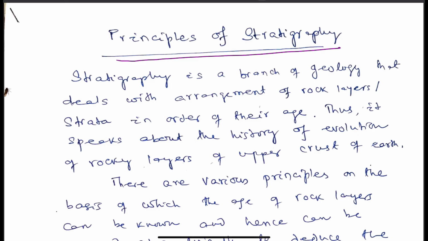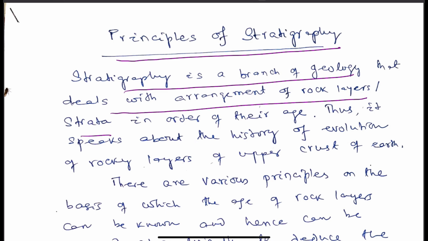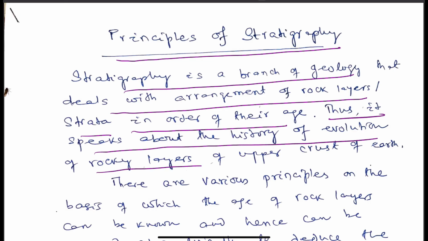Stratigraphy is a branch of geology that deals with the history of the evolution of the upper layers of the rocky crust, and it deals with the arrangement of rock layers or strata in order of their age. Thus, it speaks about the history of the evolution of the rocky layers of the upper crust of the earth.